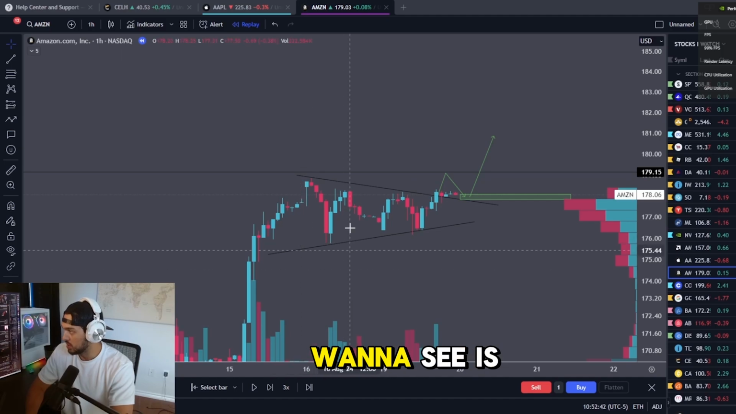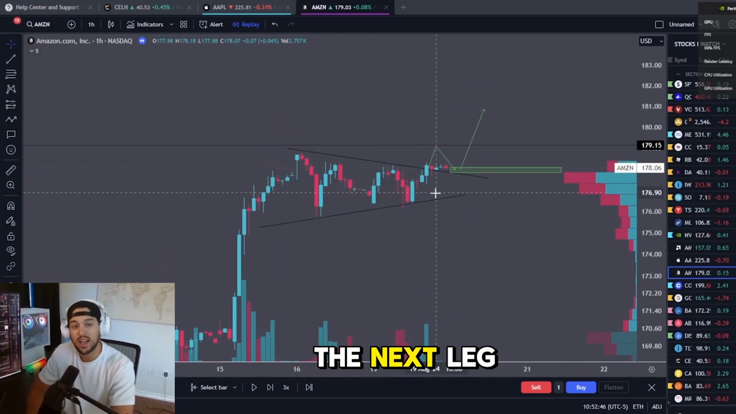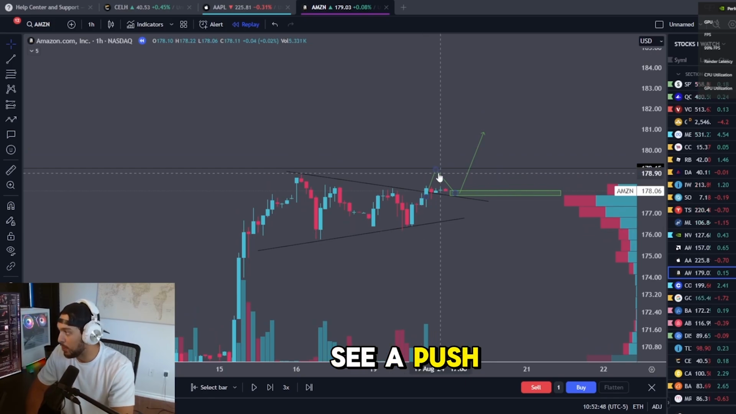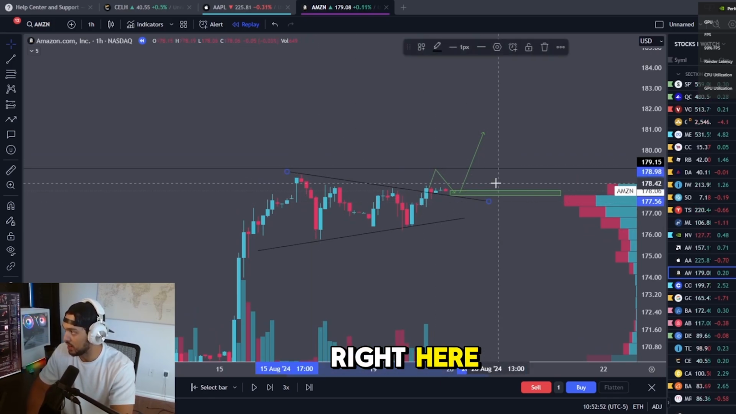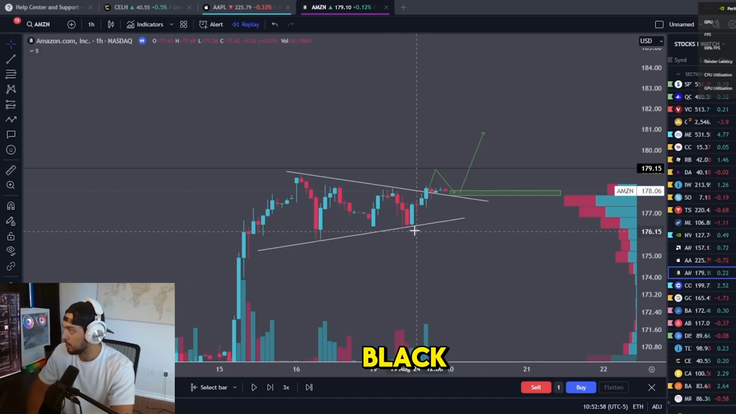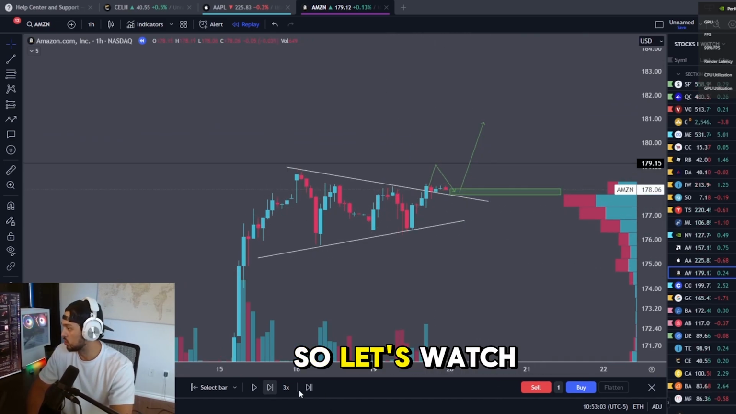So what you want to see is the pole going up and then it consolidating for the next leg up. We want to see a push with volume to the upside, breaking out of this trend line right here. Let's make this white instead of black. Breaking out of this trend line and to come retest the zone, right? So let's watch price.